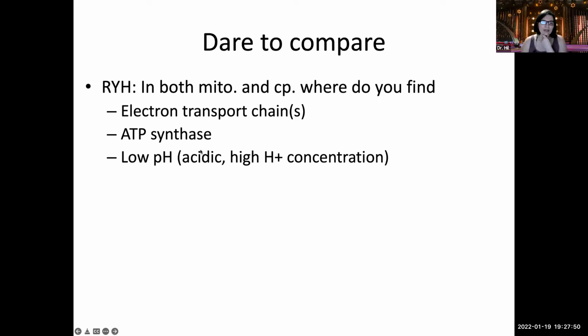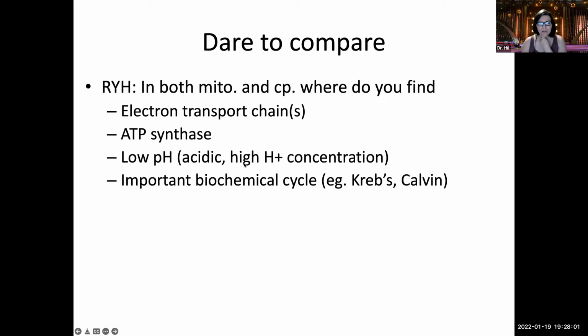Where in these organelles will you find the fluid-filled compartment that is a low pH? In the mitochondrion, it is the intermembrane space. In the chloroplast, it's the lumen or interior of the thylakoid.